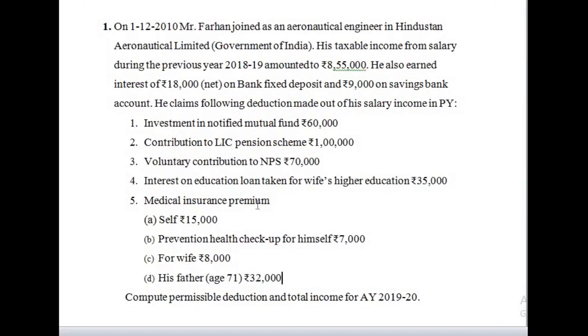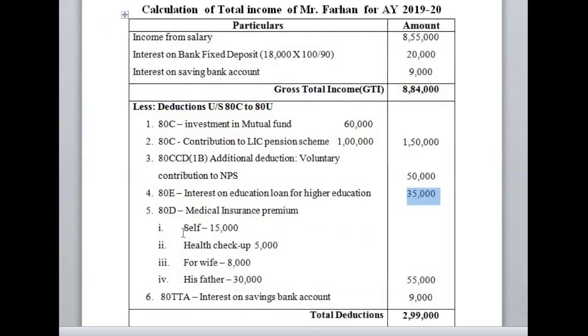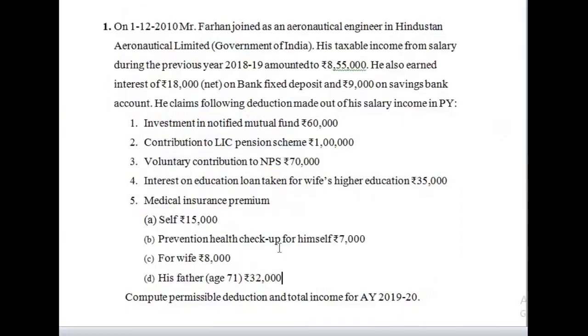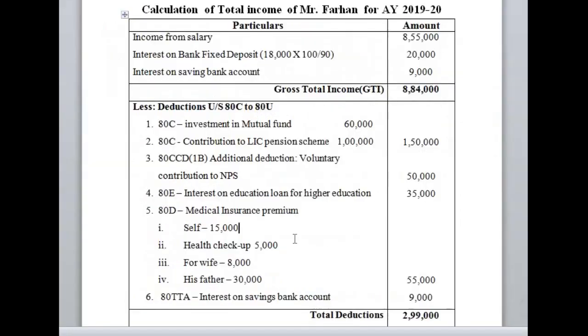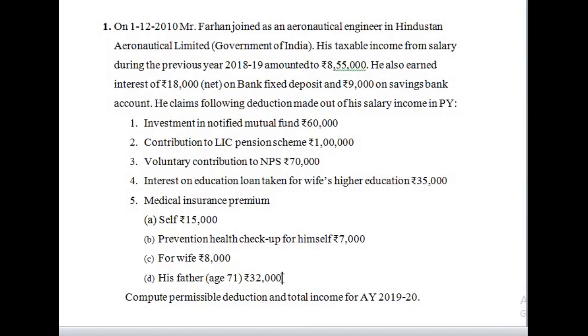Next, medical insurance premium. He has taken health insurance for self, spouse and father. So for that he is paying premium of health insurance. Those will be deducted under section 80D. For self 15,000, because the entire amount will be deductible as it is less than the limit. For health checkup he has spent 7,000, but the limit will be 5,000. Then for spouse rupees 8,000, his father rupees 32,000.